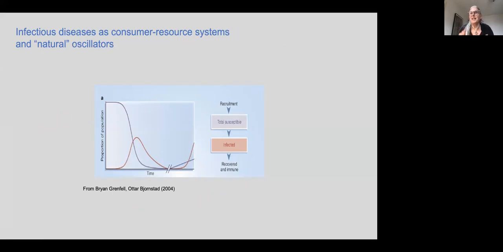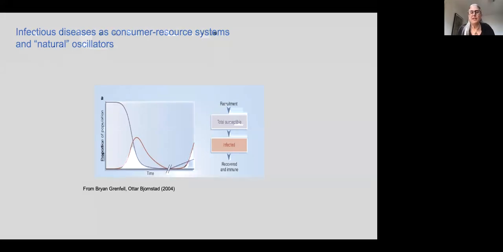I'd like to remind everybody, and especially those that are not interested in pathogens but like ecology, that infectious diseases are consumer resource systems. They are essentially natural oscillators where the infections are the consumers and the resources are the hosts. And when we do not consider any strain differences in the typical susceptible-infected-recovered system, where individuals acquire immunity and that removes them from the pool of resources, we have essentially this generalized competition for the resources.